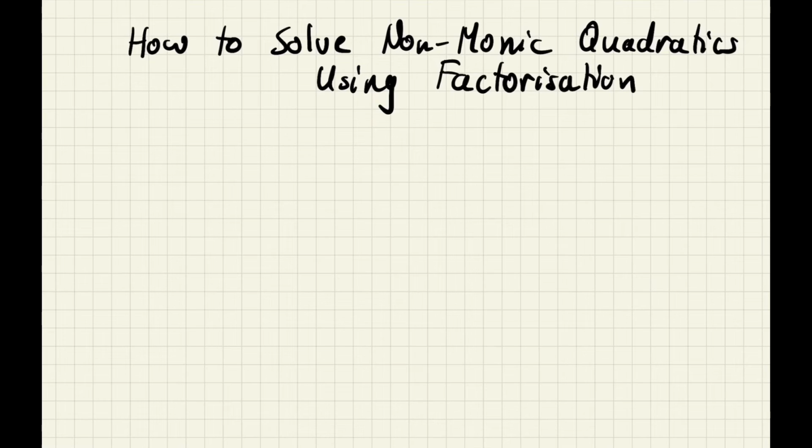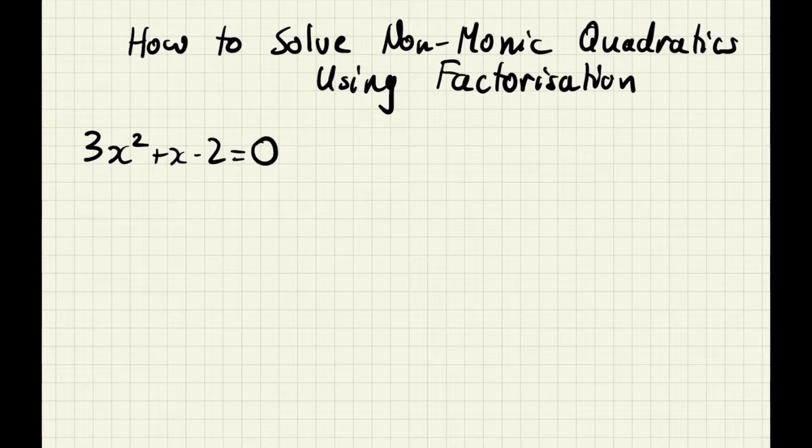In this short video, we are going to look at how to solve non-monic quadratic equations by using the factorization method. So first of all, let's start off with an example. Let's say we have 3x squared plus x minus 2 is equal to 0, and we need to solve that.